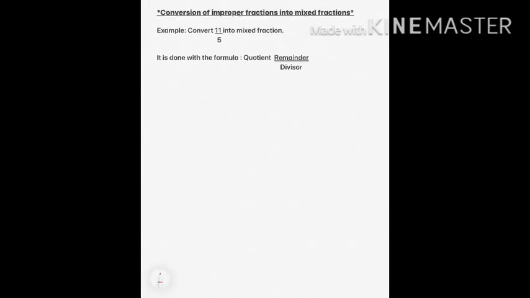Now let's study the conversion of improper fraction to mixed fraction. Alright, for this there is a simple formula which you have to remember. Quotient will be the whole number, and remainder upon divisor will make a proper fraction, because a mixed fraction is a combination of a whole number and a proper fraction. So the whole number will be made by the quotient, and the proper fraction will be made by the remainder which is left upon the divisor by which we are dividing.